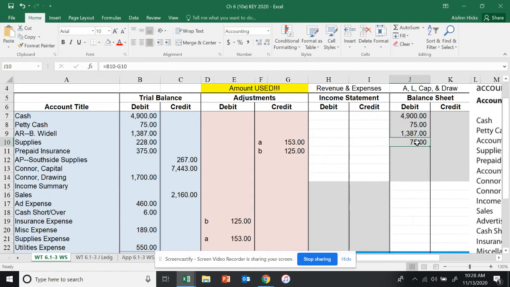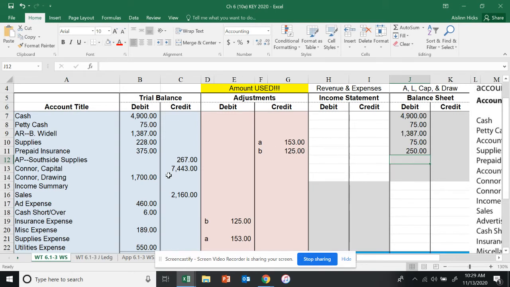And remember when we looked at the adjusting entries in the textbook, it said that you had $75 left in supplies. Absolutely. Same with prepaid insurance. I'm going to take 375 minus 125. Enter. I got 250. Okay.